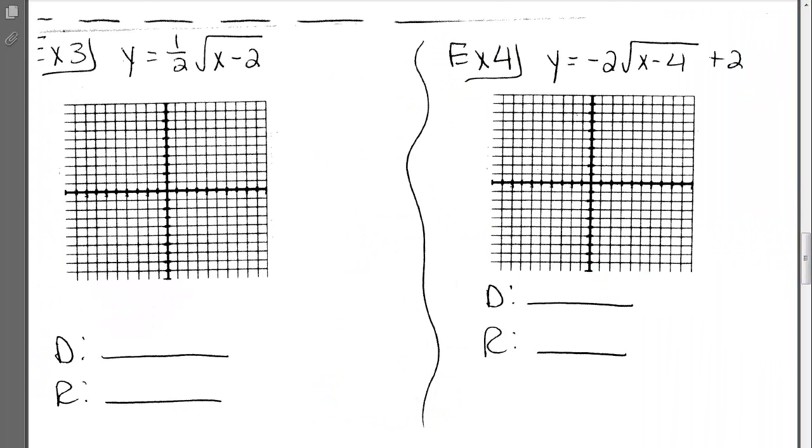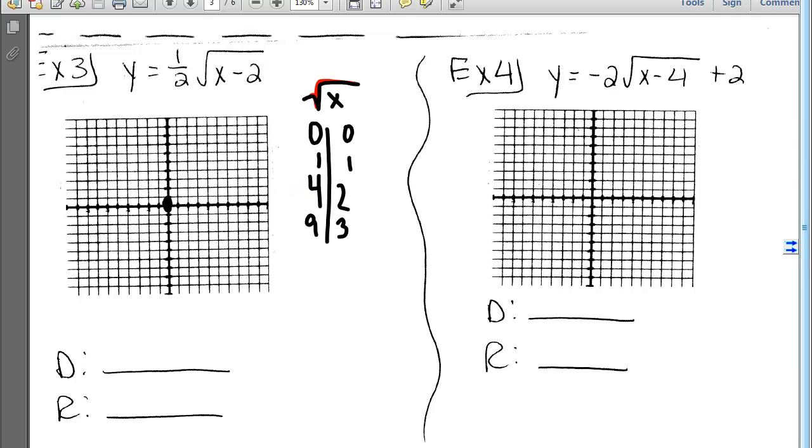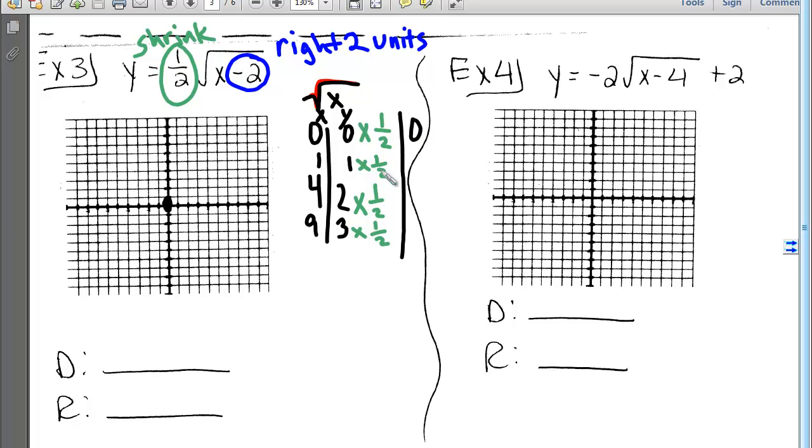Example 3. Y equals 1/2 times the square root of x minus 2. My graph is shrinking by 1/2, moving right 2 units. So we will multiply all the y values in the parent function by a 1/2 shrink. This will give me 0, 1 times 1/2 is 1/2, 2 times 1/2 is 1, 3 times 1/2 is 1.5.